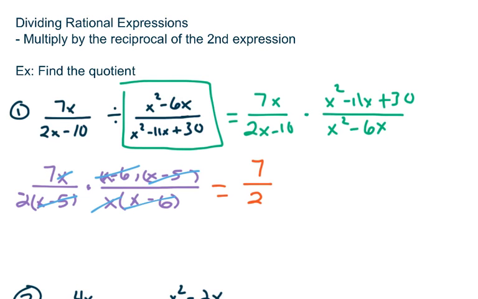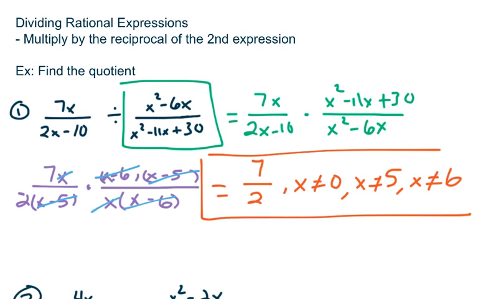Now, even though we just have a number remaining, we do still have to think about our excluded values. What values of x make the original expression undefined that we canceled out? It looks like this would be 0, this one would be 5, and this one would be 6. So our answer is 7 halves, where x is not 0, x is not 5, and x is not 6.